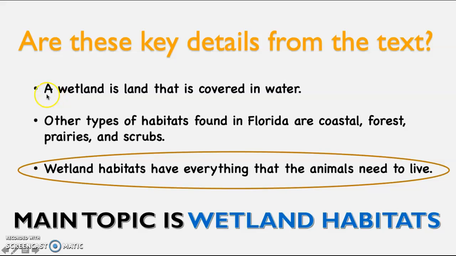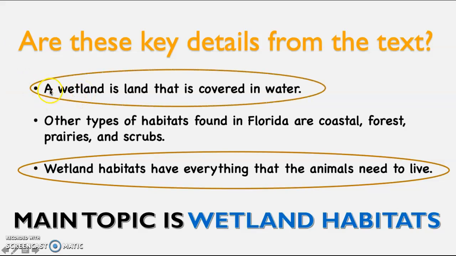Let's take a look at this next one. A wetland is land that is covered in water. What do you think? Do you think that's a key detail? Is that giving us more information about our main topic, wetland habitats? I hope you said yes, because it sure is. A wetland is land that is covered in water is giving me more information about wetland habitats. Let's take a look at our next one.